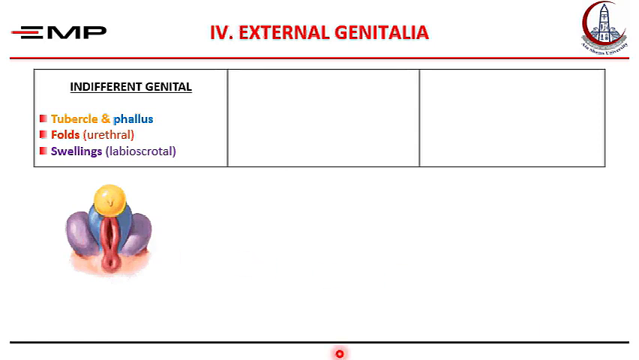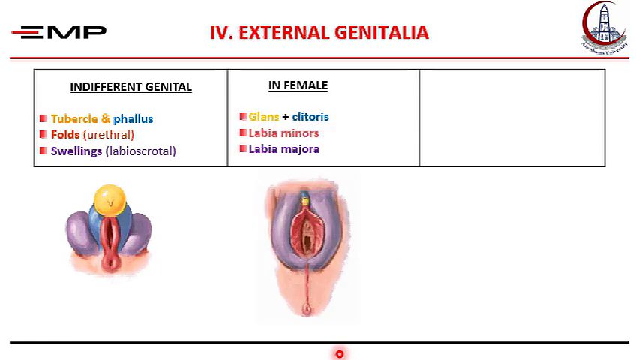Okay, let's see what they give in the female and in the male. We start with the female because almost very minor changes occur to them. The phallus becomes small to form the clitoris, and the genital tubercle will form its glans. The two urethral folds or genital folds remain separate from each other, surrounding the vaginal vestibule that is derived from the urogenital sinus, and they make the labia minora.